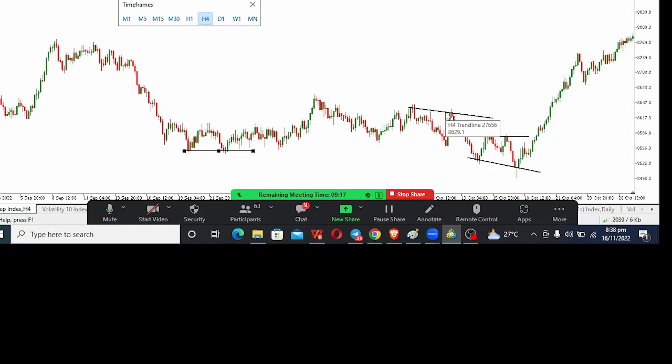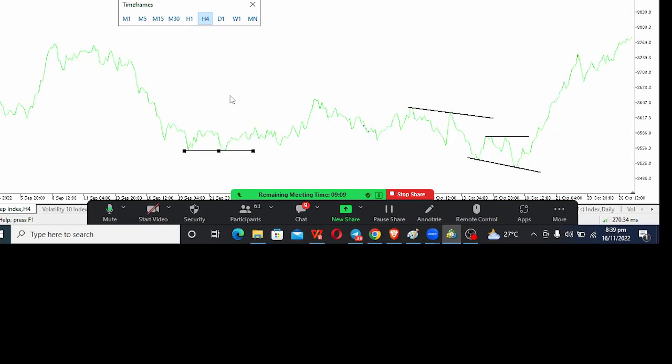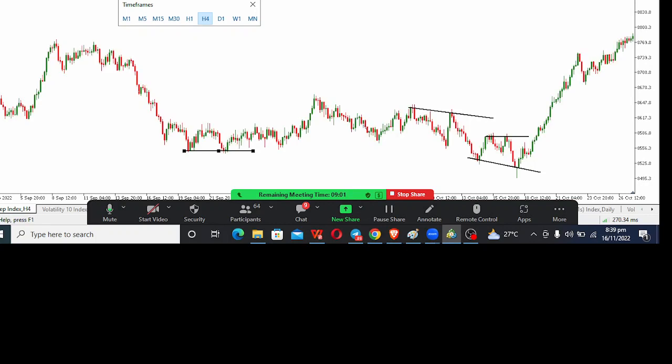So this is one piece of advice I'll give you: if you want to draw your support and resistance very well, you can use the line chart, and when you are done, you can just switch back to your candlestick. But if you still want to stick to candlesticks, then in most cases you can use zones instead of just using trend lines.